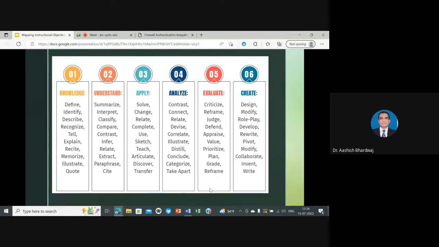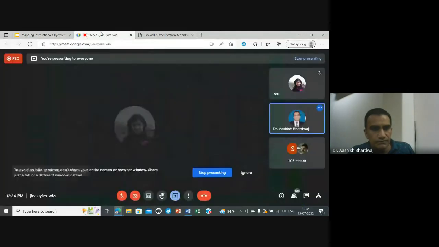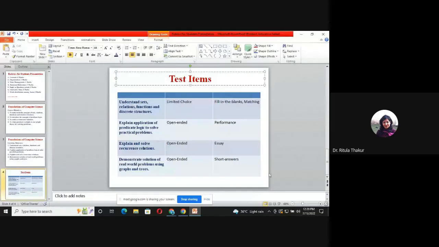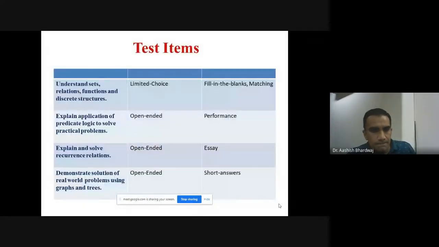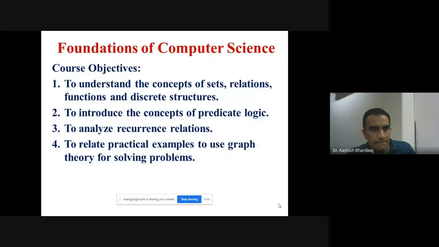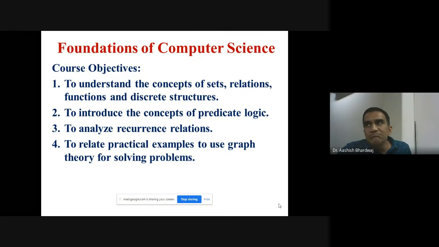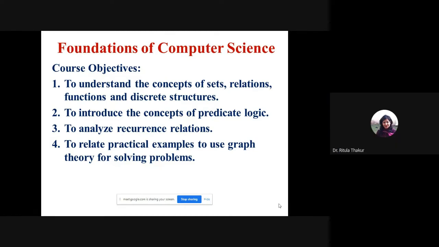Madam, can we present? Yes, sure. Let me just stop presenting. Yes, sir. Is the screen visible, madam? Yes, sir, it is visible. Can you please show the syllabus first? Syllabus, madam, we are not having. We have not prepared it on PPT. Okay. Let us just discuss these course objectives.